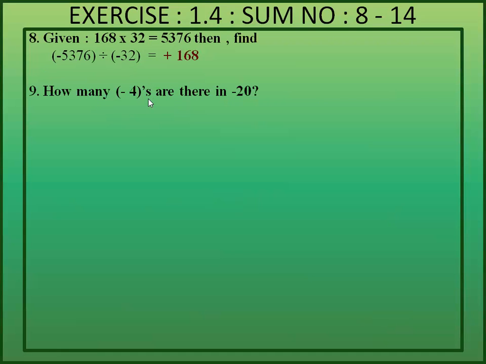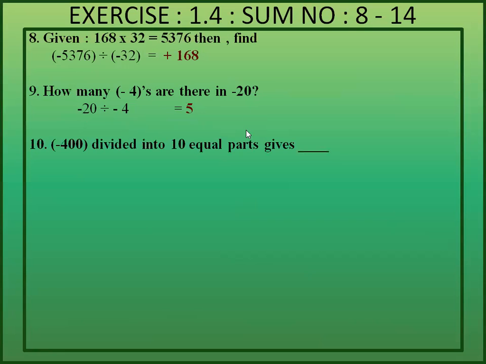How many minus 4s are there in minus 20? Minus 20 divided by minus 4. Both are minus, so it is a positive number. 20 divided by 4 is 5. Therefore, 5 minus 4s are there in minus 20. Minus 400 divided into 10 equal parts gives, so minus 400 divided by 10 is minus 40.